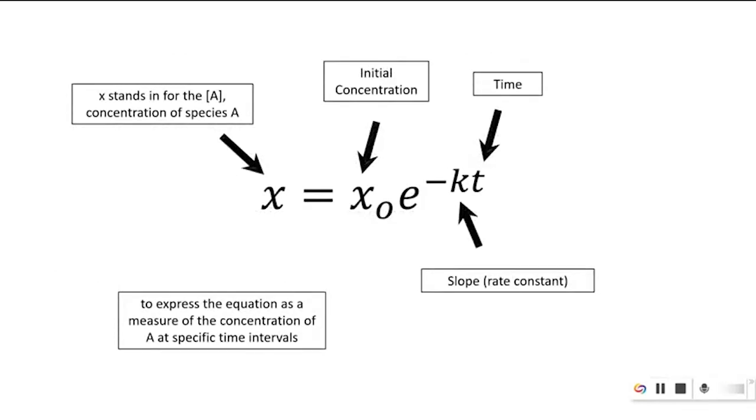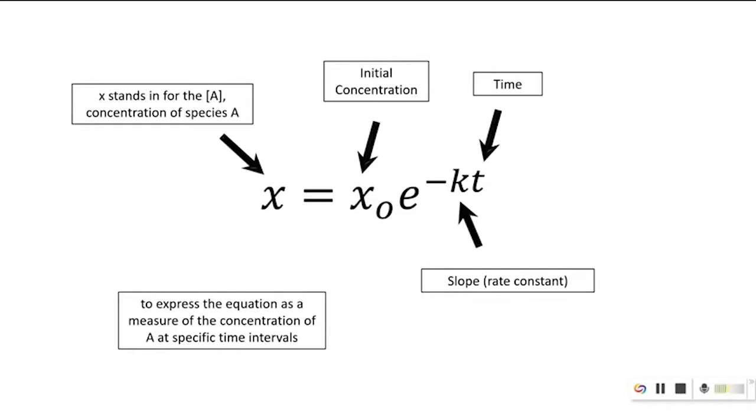So let's first look at the rates of a reaction first order equation. For this equation, we're going to use x to represent the concentration of a species A. Most of you may remember this as being a bracket symbol around the A, but just to make it easy for us, I'm using x to represent that.